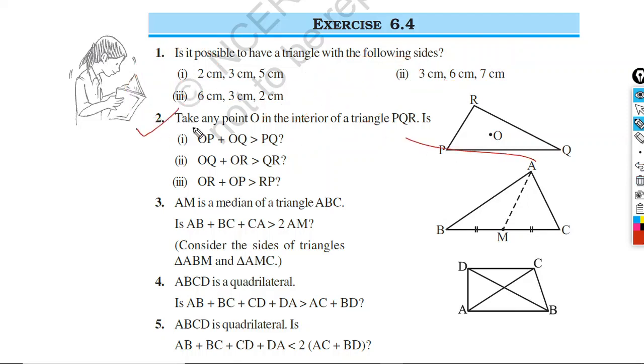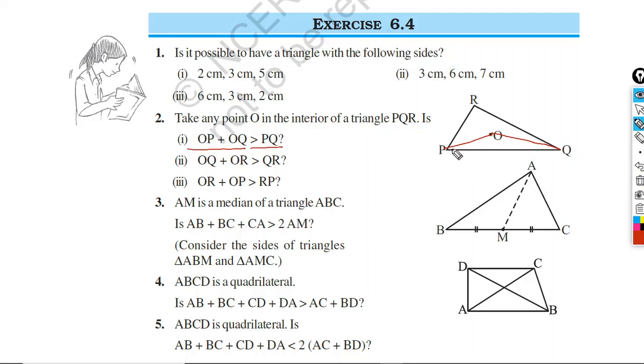Okay, now question number 2. Take any point O in the interior of triangle PQR. PQR triangle is there. We have interior point O. Is OP plus OQ greater than PQ? Look at the figure. OP plus OQ. Is OP plus OQ greater than PQ?